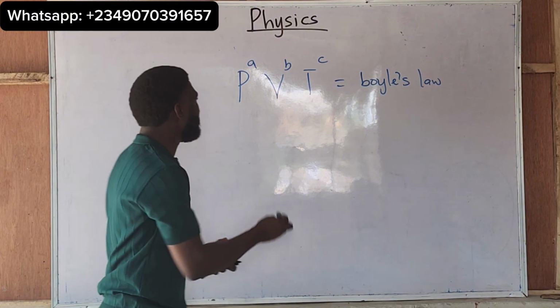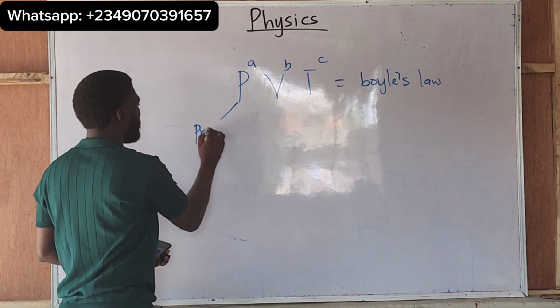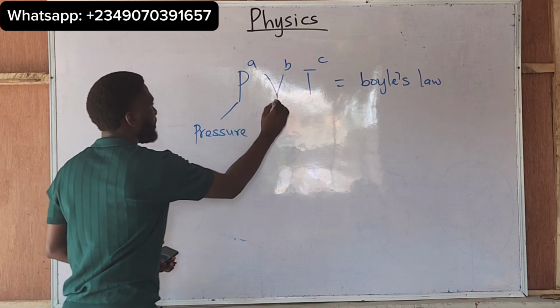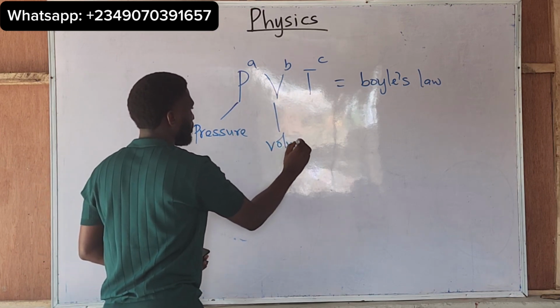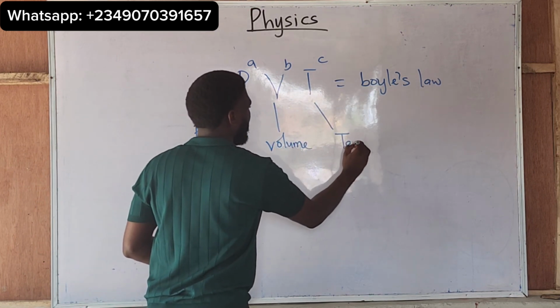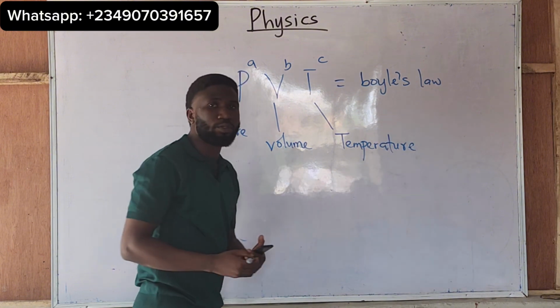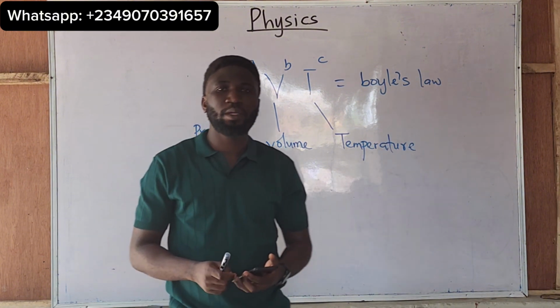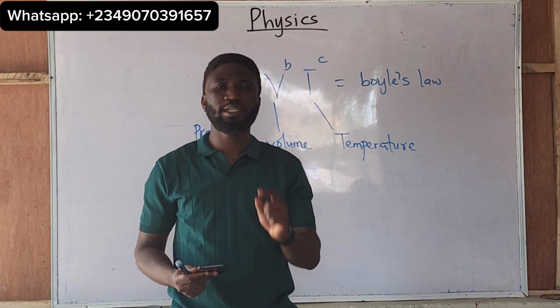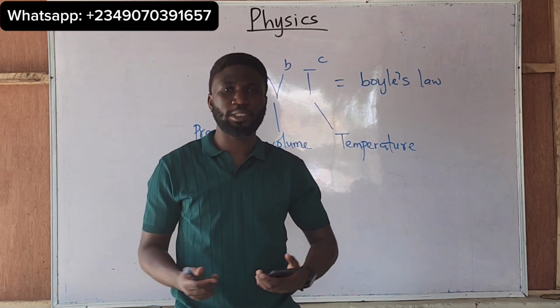So you need to know that P here represents pressure, V represents volume, and then T represents temperature. So for us to get the value of A, B and C, we need to state Boyle's law. So what is Boyle's law?